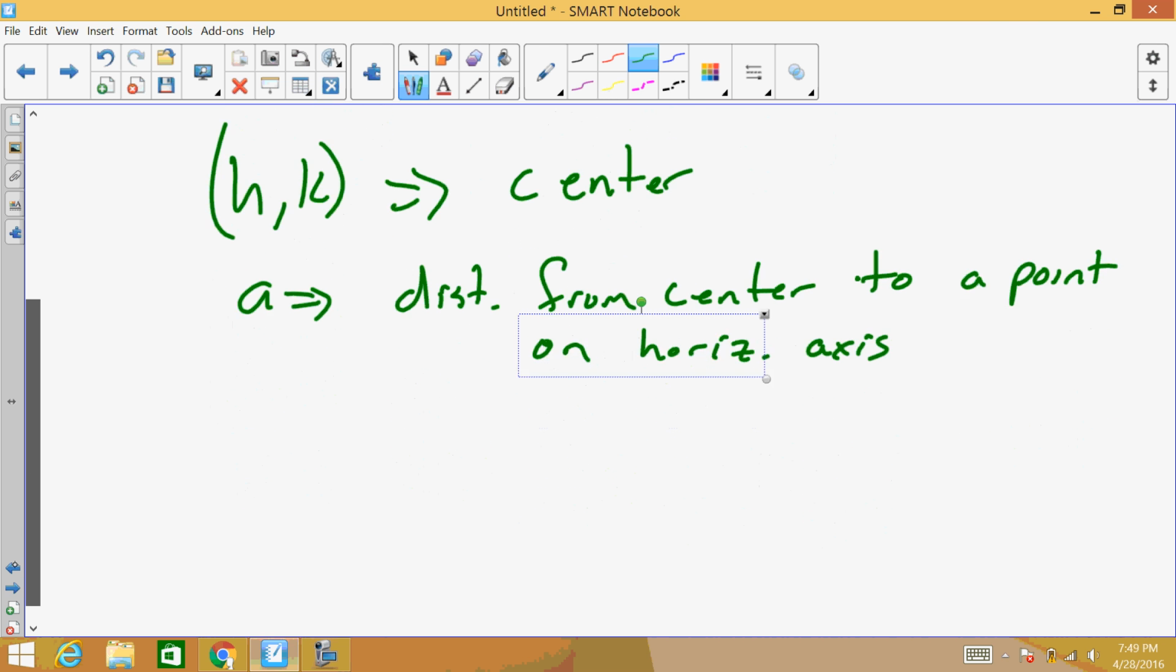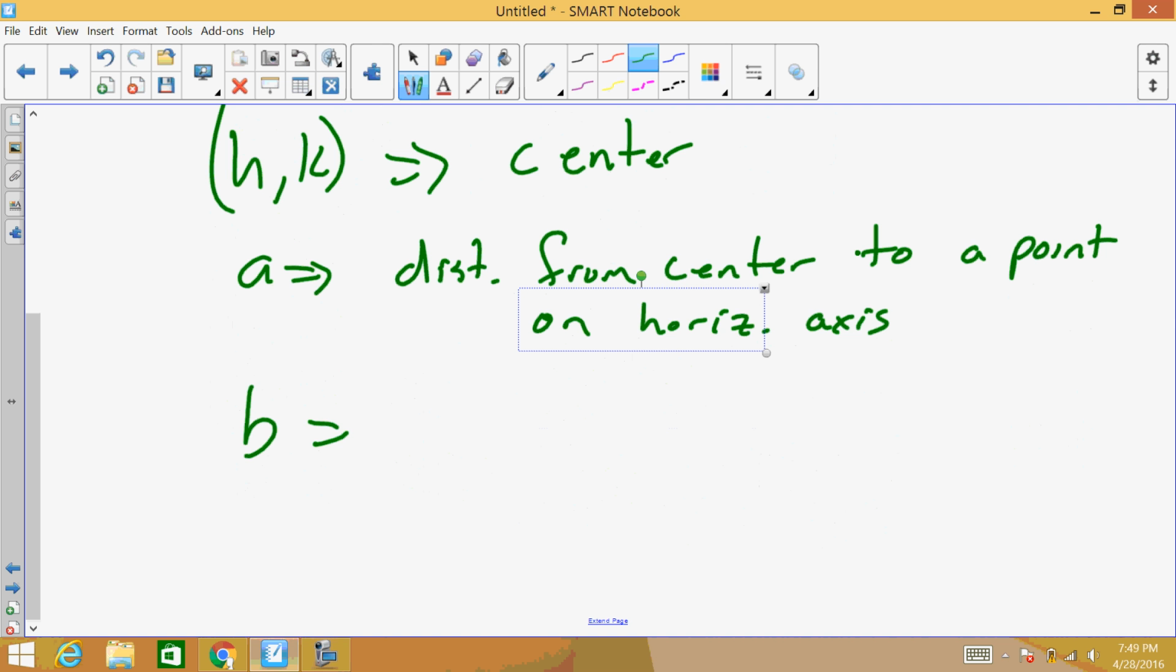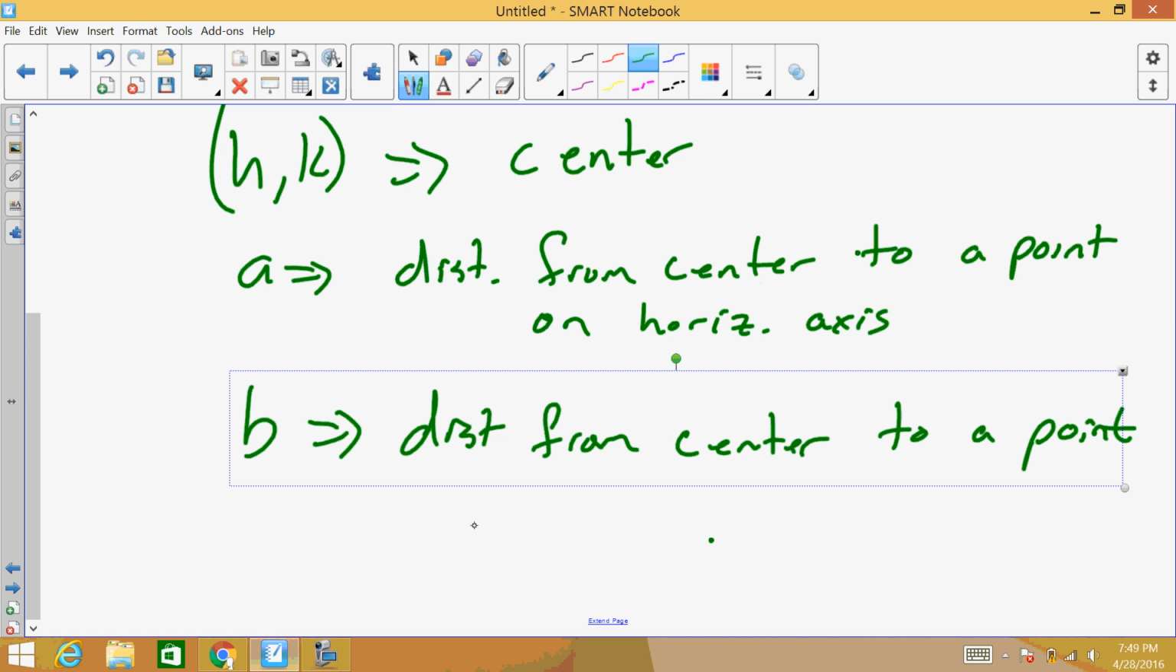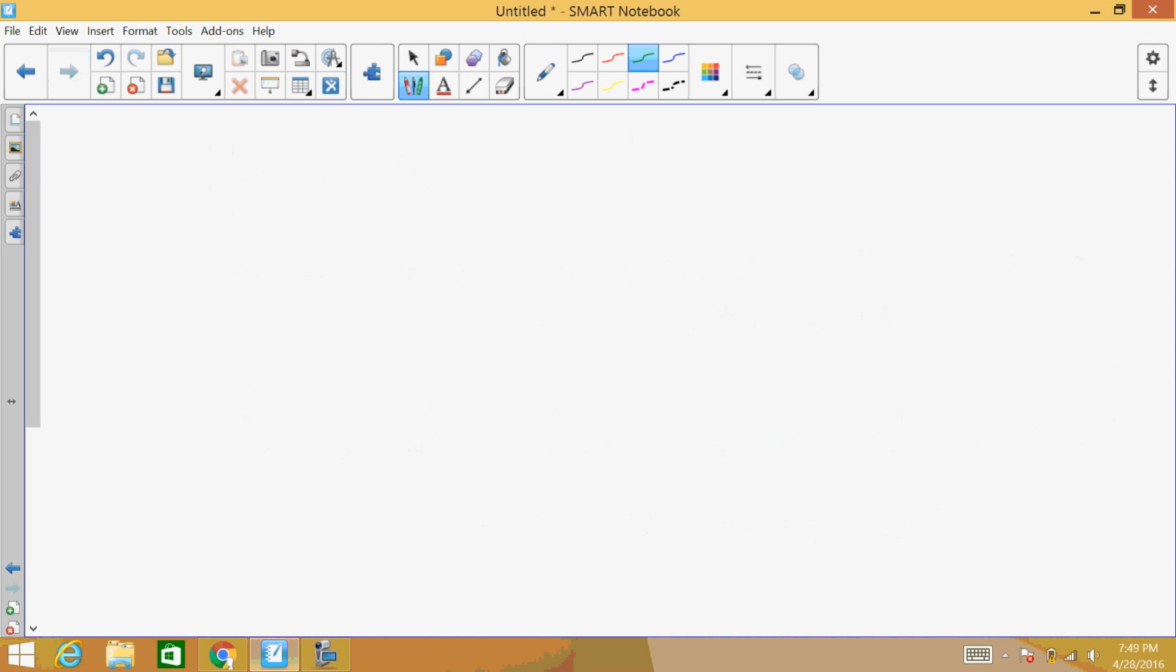Now B, since it's below the y, and y has to deal with up and down, it's going to be the distance from the center point of my ellipse to a point on the vertical axis. And we'll talk about how to find our foci here in just a little bit, but first let's deal with this part. All right, so let's throw out an equation here.